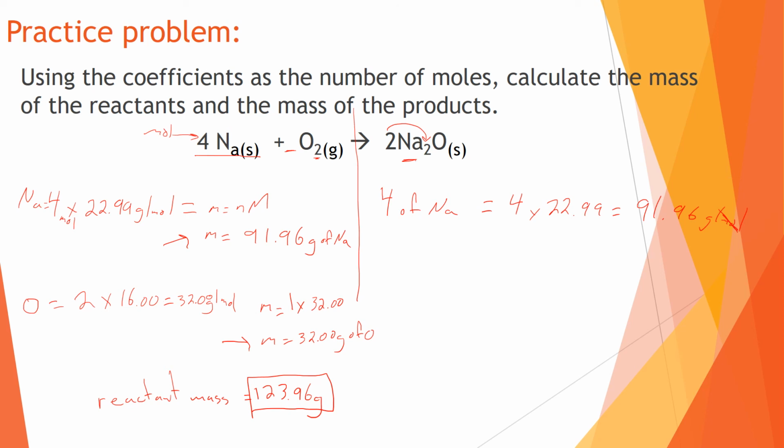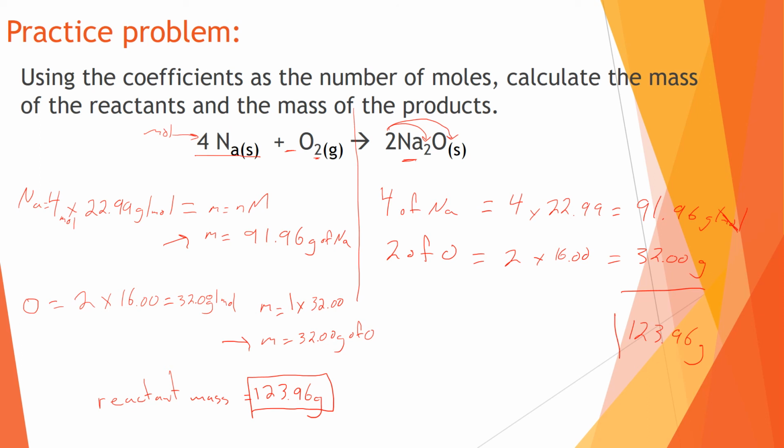And then how much oxygen do I have? Well, again, this 2 applies to this oxygen as well. So I have 2 moles of oxygen. 2 times 16.00 gives us a total of 32.00 grams of oxygen. And if I add these two together, I get 123.96 grams of sodium oxide.